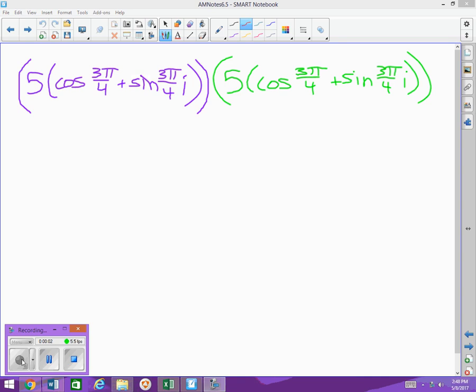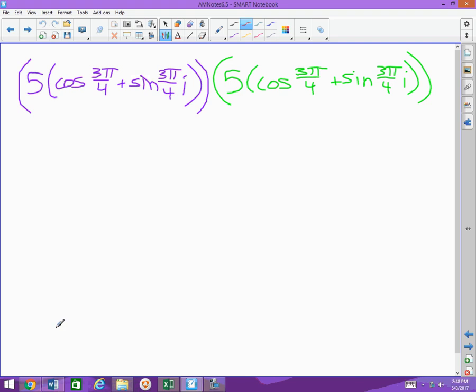So finishing up the 6-5 notes dealing with trig form of complex numbers. Here we have some multiplication of two numbers and they're exactly the same thing. Another way to write that would be 5 times the cosine of 3 pi over 4 plus sine of 3 pi over 4 I, that whole thing squared.